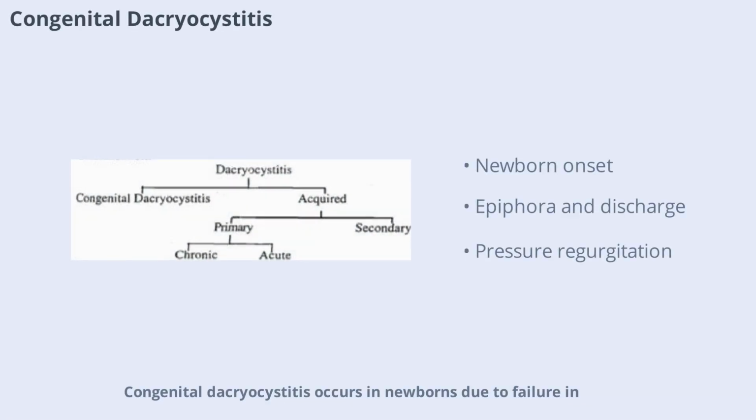Congenital dacriocystitis occurs in newborns due to failure in canalization of the nasolacrimal duct or blockage by epithelial debris. This leads to epiphora, sometimes accompanied by purulent discharge, typically appearing in the second week of life. Applying pressure over the sac may cause regurgitation of mucopurulent material. Early recognition and treatment are crucial to prevent complications.